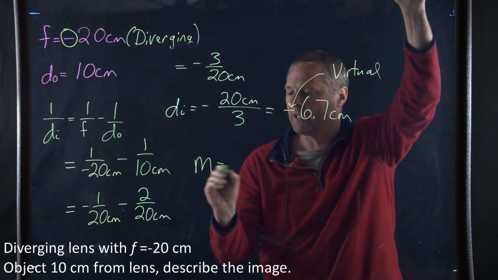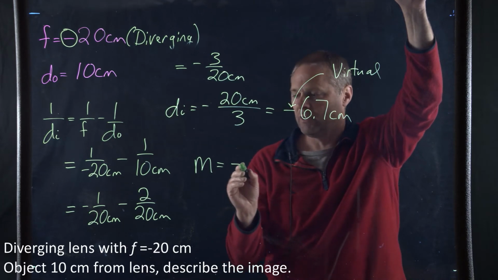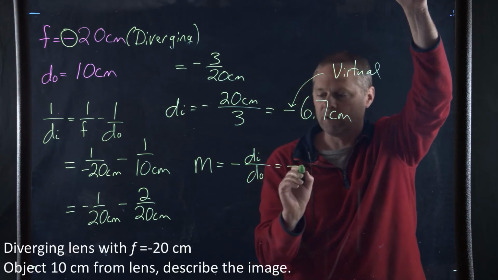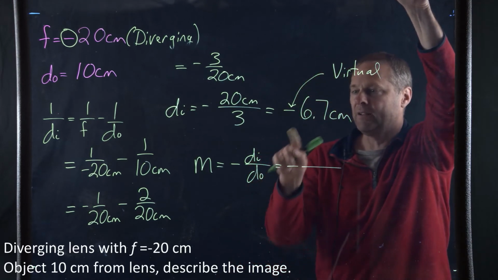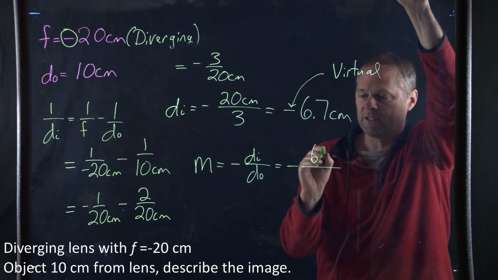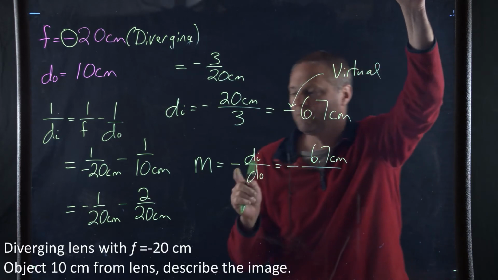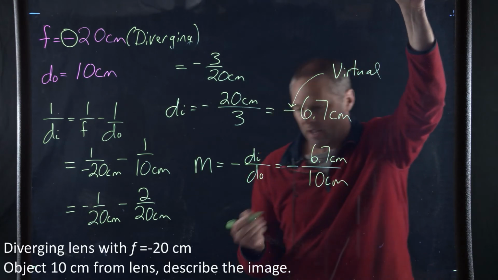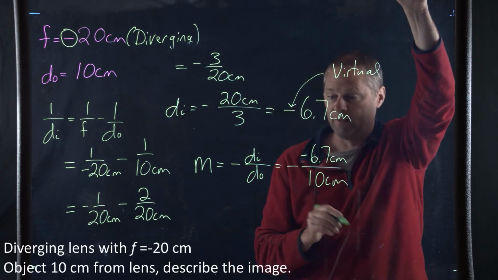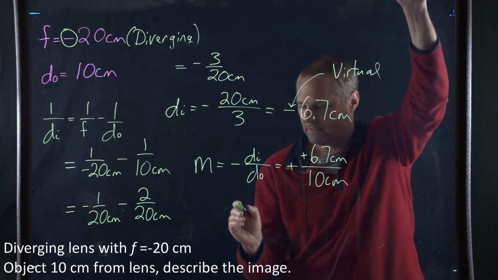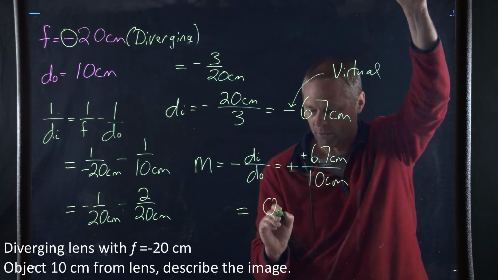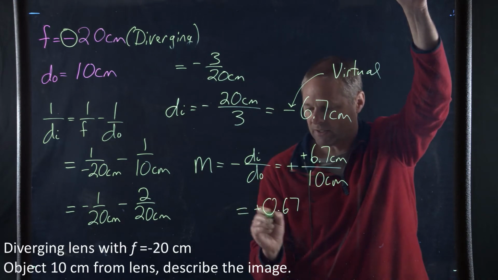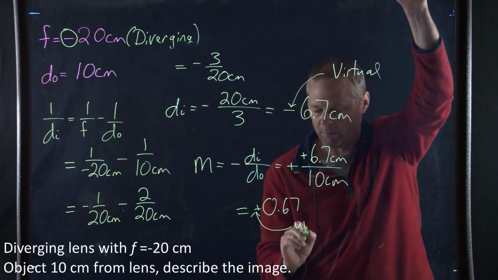If we look at the magnification of the image, this is going to be the distance of the image divided by the distance of the object. And so don't forget the negative. Now the distance of the image is going to be 6.7 centimeters divided by the distance of the object, which is going to be 10 centimeters. And what we end up getting here is, oops, I forgot my negative there. This becomes positive, positive, so this is equal to 0.67. Now because it's positive, that tells us that the image is going to be upright.